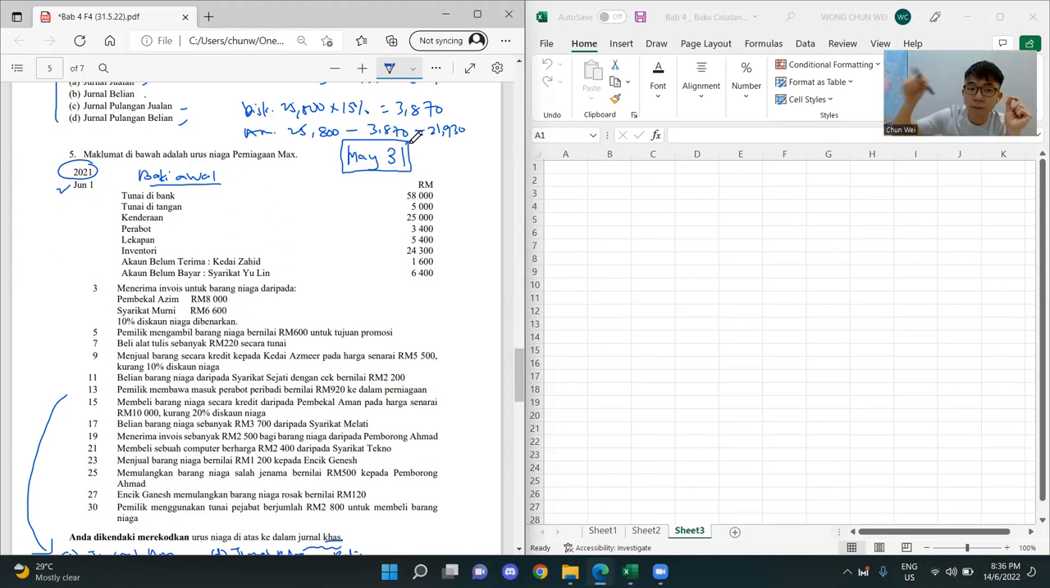Okay, so in the last date of May, tunai di bank, there is 58,000. Tunai di tangan, there's 5,000. Kenderaan, 25,000. Perabot, all this figure is actually the figure at the end of May. Okay, and then from May 31st, the next day we enter into a new bulan, then that will be what? June 1. So from May 31st, you bawa to June 1 is the same figure. All right, will be 58,000, 5,000 for each and everything of this. And this is what we call the Baki Awal. Baki Awal for June.